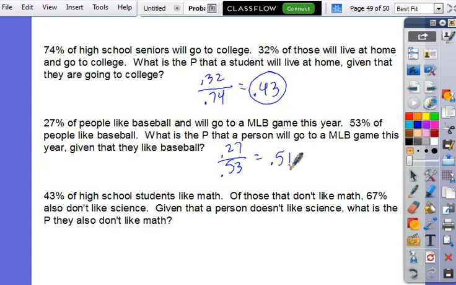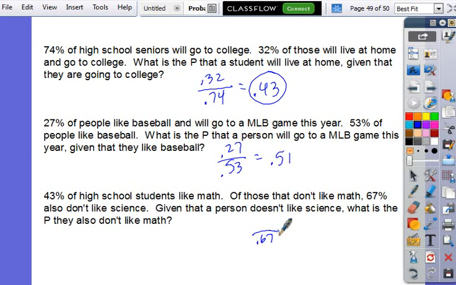Now the last one we've got to make sure we read right. 43% of high school students like math. Of those that don't like math, 67% also don't like science. Given that a person doesn't like science, what is the probability that they also don't like math? Don't like science is going to be the bottom. So in this case, 0.67 is my bottom, because that is the condition that they have to not like science. What is the probability they also don't like math?